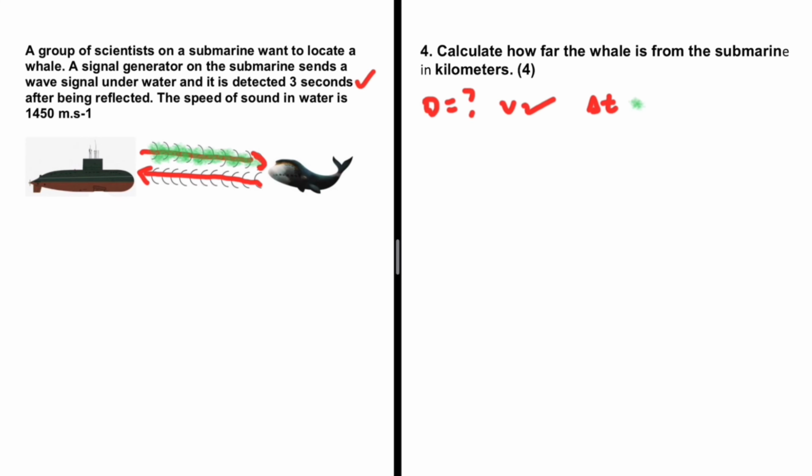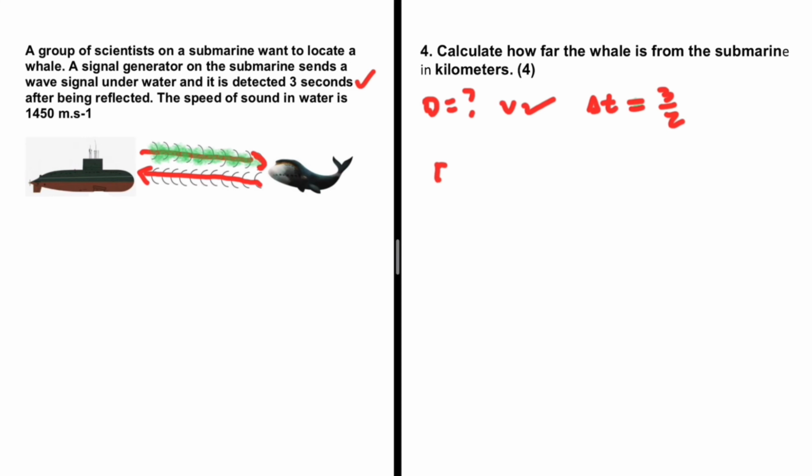So delta T will be equal to 3 divided by 2. This is a situation that is very close to echoes. If you still remember, we did a few examples on echoes where we have to divide the time by 2. And this is one of those examples.